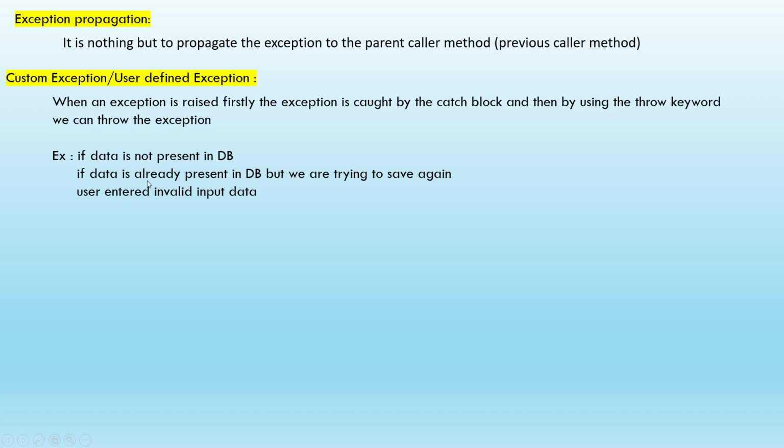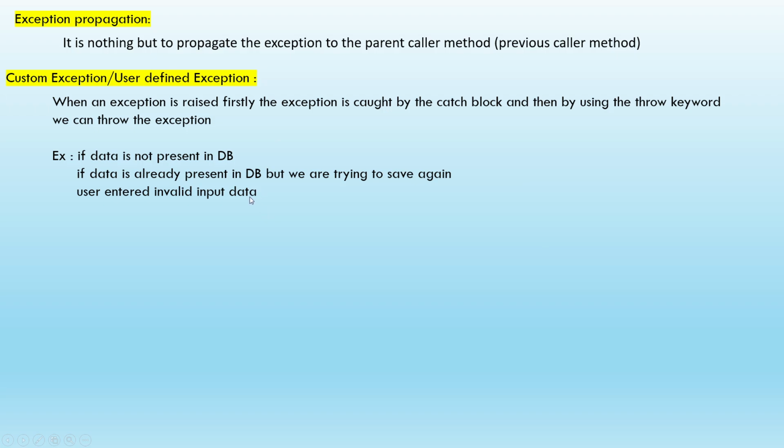For example, if data is already present in the DB, but we are trying to save it again. For example, a user is there with some ID, and again we are trying to save another with the same ID. It would be replaced in the database, right? So before saving, we have to call a method to check whether that ID is present in the database or not. Then we save. If it is present, then we return a response to the user that the ID is already present for this user, you can't save, or you can enter a valid ID.